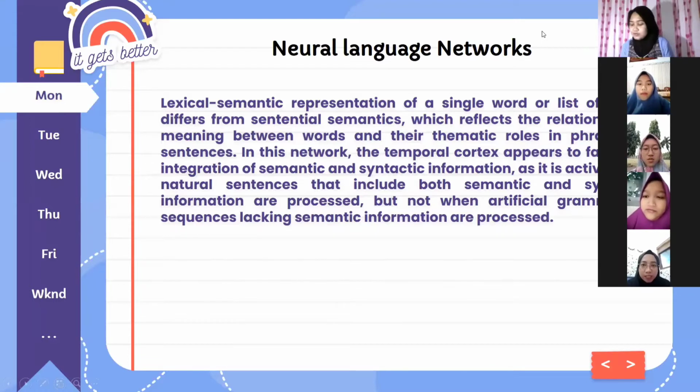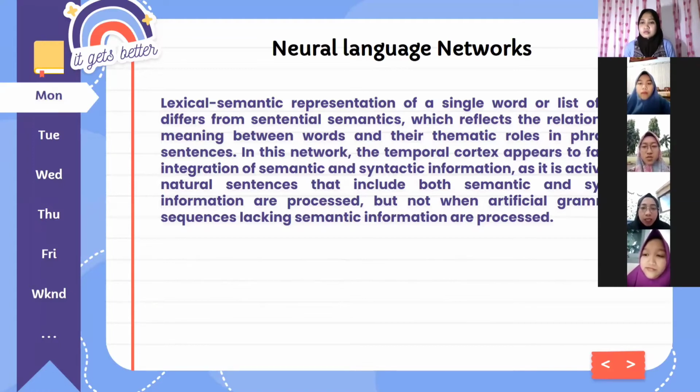Neural language network. Lexical semantic representation of a single word or list of words differs from sentential semantics, which reflects the relationship of meaning between words and their thematic roles in phrases or sentences. In this network, the temporal cortex appears to favor the integration of semantic and syntactic information, as it is active when natural sentences that include both semantic and syntactic information are processed, but not when artificial grammatical sequences lacking semantic information are processed.